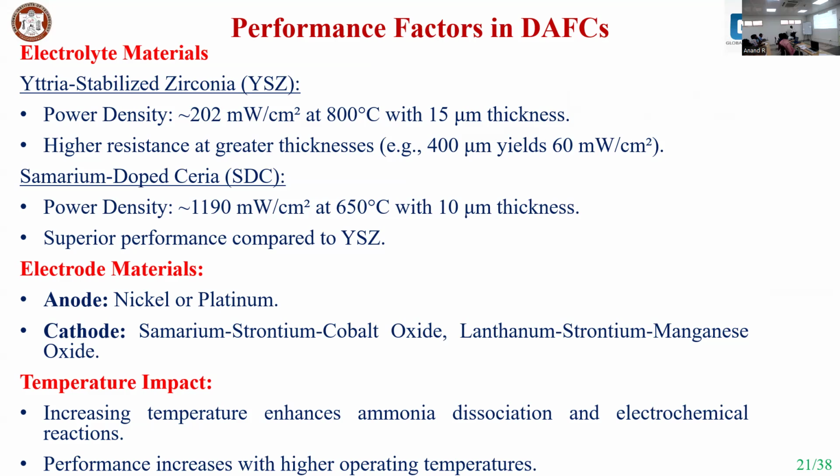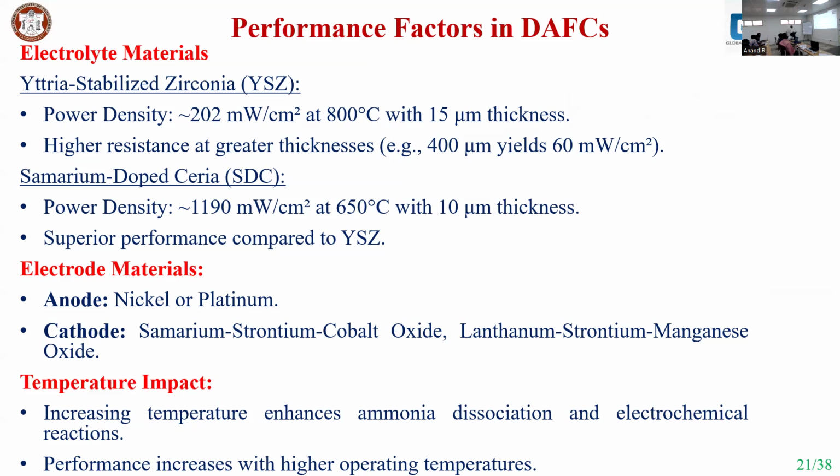Then the samarium doped ceria, the power density is about 1190 milliwatt per centimeter square. What the power density means is, if you go for this kind of catalyst up to the reforming zone temperature, you can produce 1190 milliwatt of power per unit square centimeter of fuel cell. Electrode material, nickel or platinum; cathode, samarium strontium cobalt oxide, lanthanum strontium magnesium oxide.